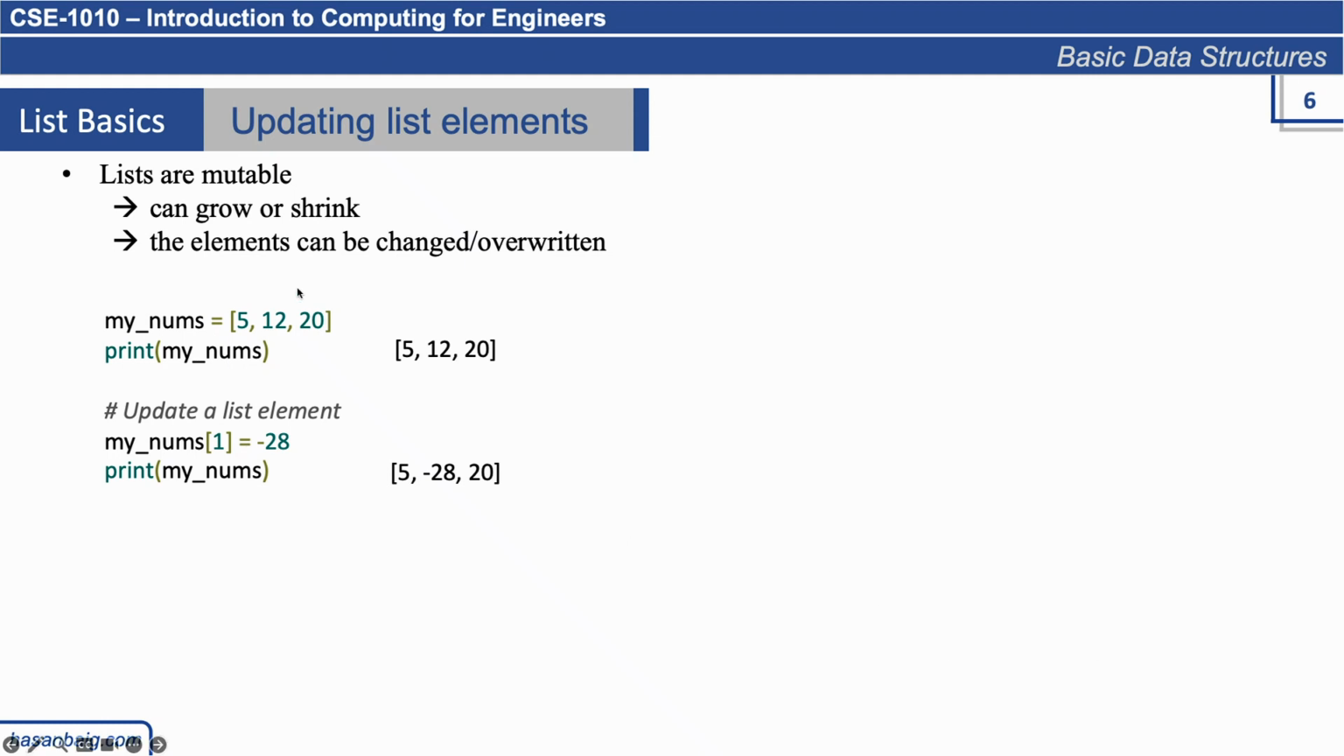For example, suppose this is a list my_nums: 5, 12, 20, and if you print this list, it will give you 5, 12, 20. I'll give you a demo as well. To update a list element, we specify the index and the new value. So for example, here my_nums[1] equals -28. What I'm doing is updating the value of the element placed at index number 1. So this value will be updated from 12 to -28.